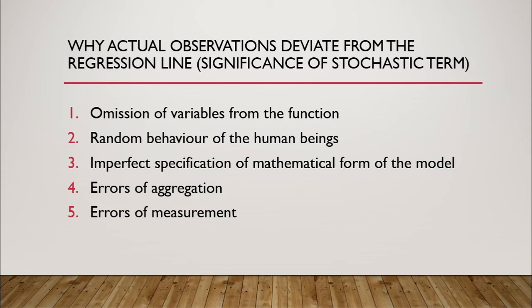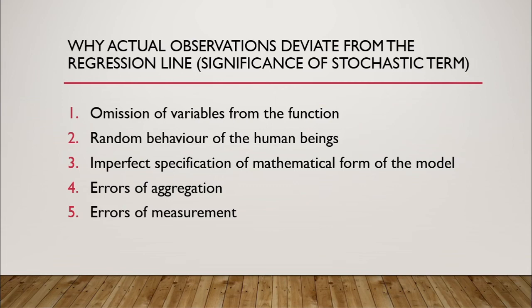These lead to the deviation of observations from the regression line. The most important reason is omission of variables from the function. It is very difficult to include all factors which influence a dependent variable in a regression function. We will include only the important variables. For example, in the demand function, the price of a particular commodity is the most important factor which influences the quantity demanded of that commodity. However, from real world experience, we know that there are a large number of factors other than price which can influence demand for a commodity.